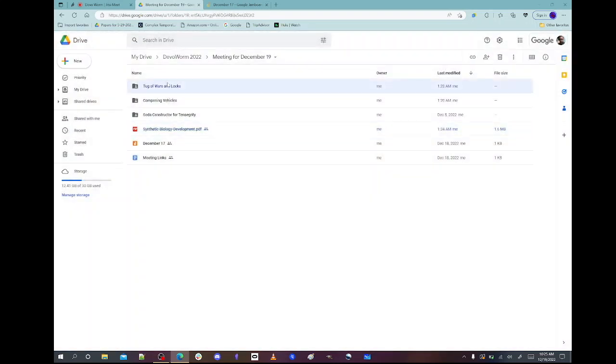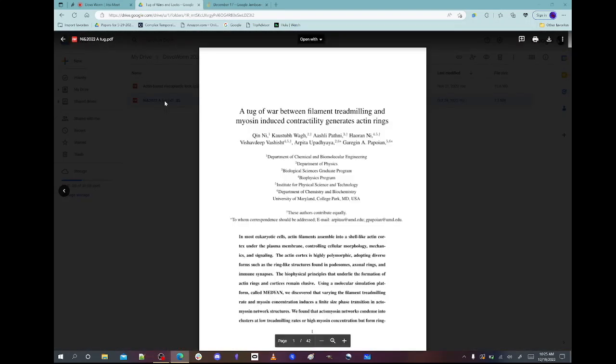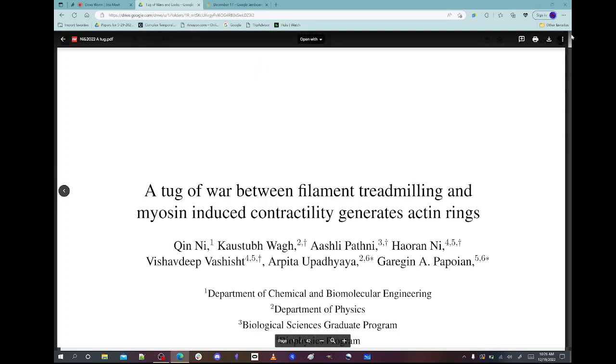The second set of papers I wanted to talk about are these papers. The title of this folder is Tug of Wars and Locks, and it's two papers that involve morphogenesis in different ways. So this paper is a tug of war up to the top here. A tug of war between filament treadmilling and myosin-induced contractility generates actin rings. So this is something called filament treadmilling and myosin-induced contractility. And this generates actin rings.